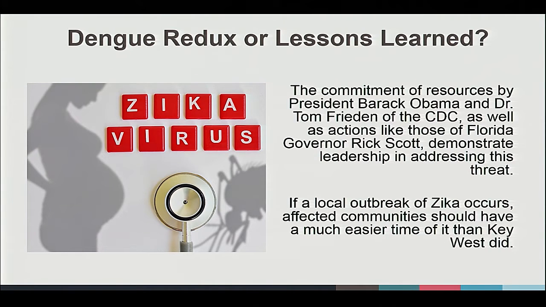conference that we are having, the CDC's actions through Dr. Frieden, and also the actions that our Governor, Rick Scott in Florida, took, demonstrate a really maturing ability to see this as an emerging disease that needs to have resources put to it, but also needs to have leadership on it. And I think we're seeing this. I think that if a local outbreak of dengue occurs, you'll have an easier time than we did. At least I hope so.